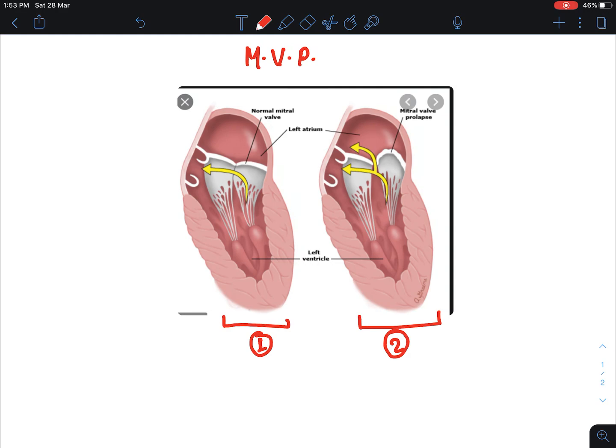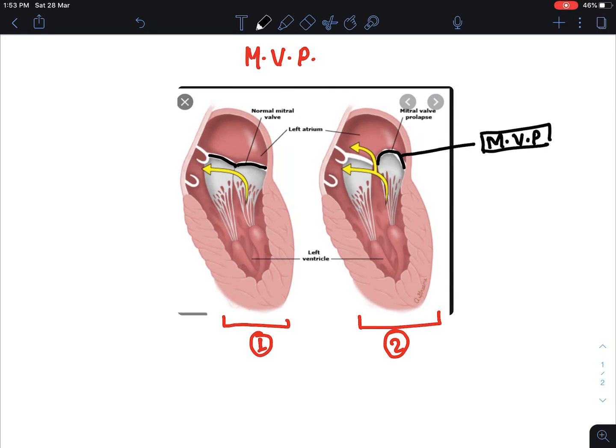Why is the first photo the normal left side of the heart? Because I want to compare these two photos. In the first photo you can see that the mitral leaflets are normally placed and they close evenly and smoothly. But in the second photo you can see that there is upward bulging of the mitral valve. This upward bulging of the mitral valve is known as mitral valve prolapse.